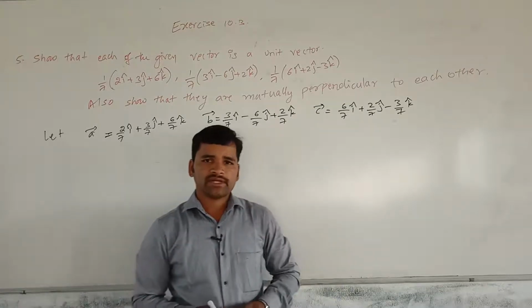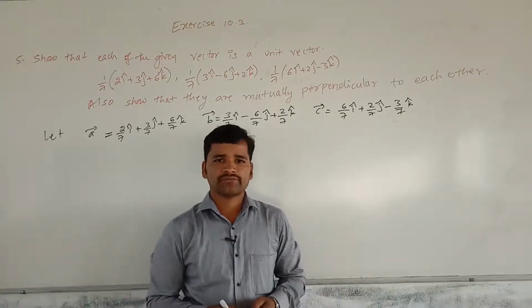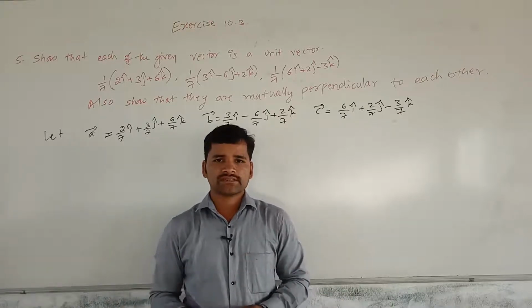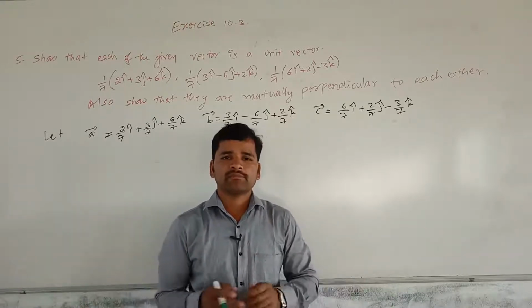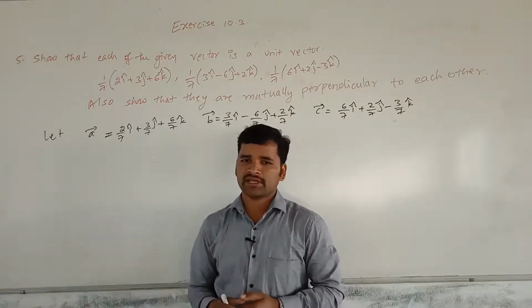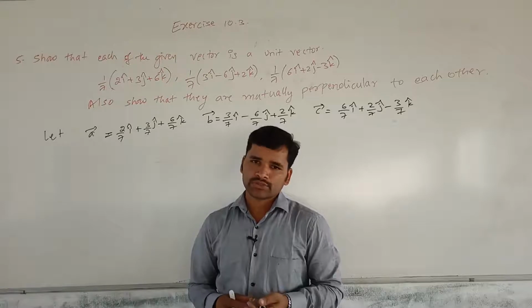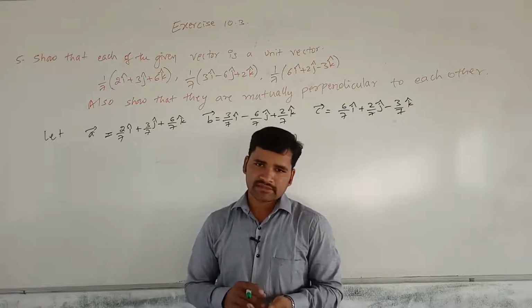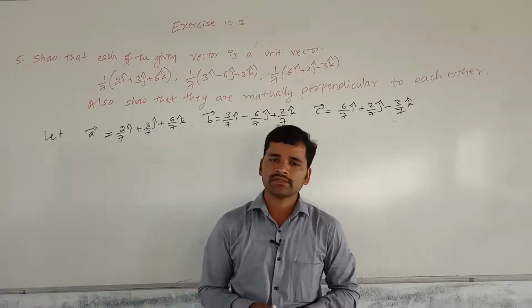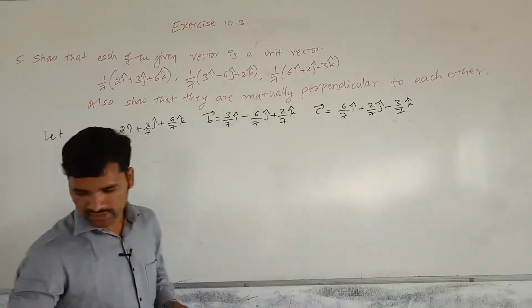When two vectors are perpendicular to each other, according to the dot product of two vectors, their dot product is 0. If A dot B is equal to 0, then A and B are perpendicular to each other. Here I have to show that all three vectors are perpendicular to each other. Means I have to show that A dot B is equal to 0, B dot C is equal to 0 and C dot A is equal to 0. Let us find out all those.